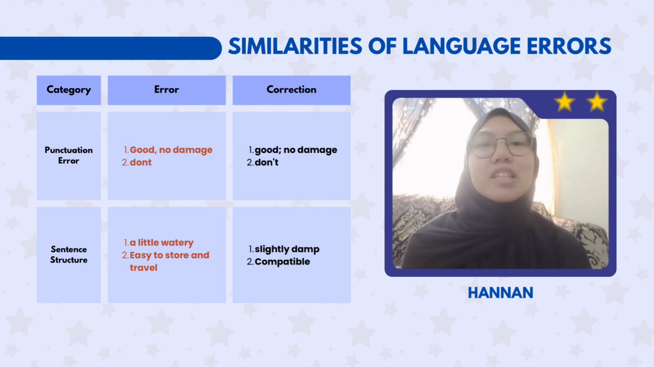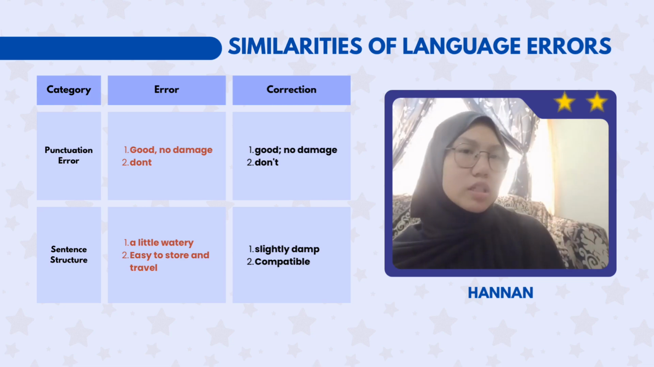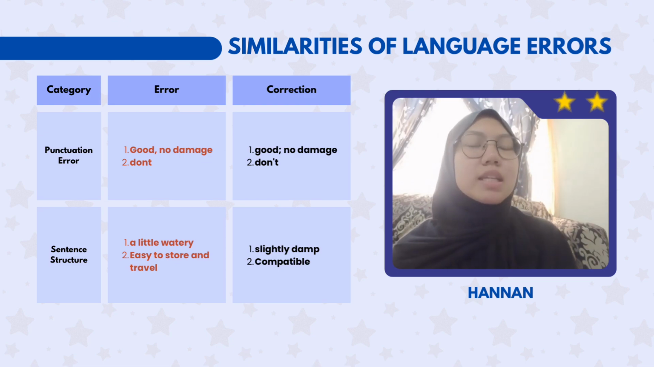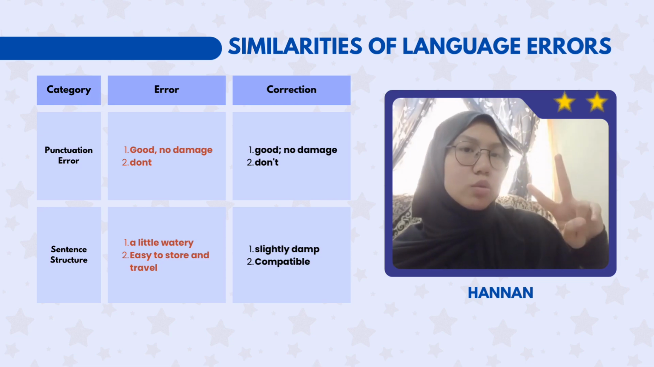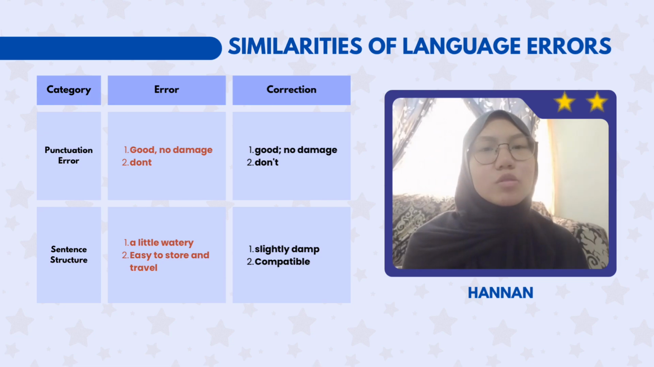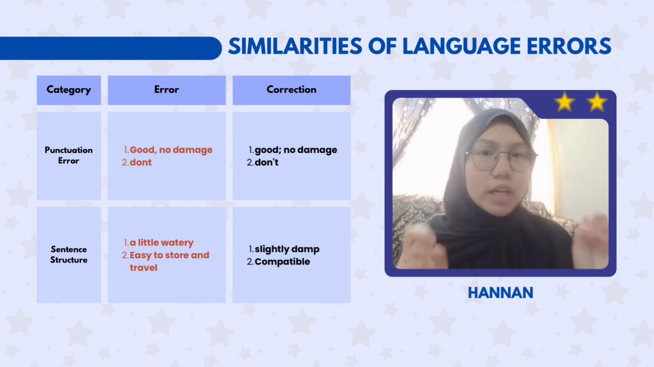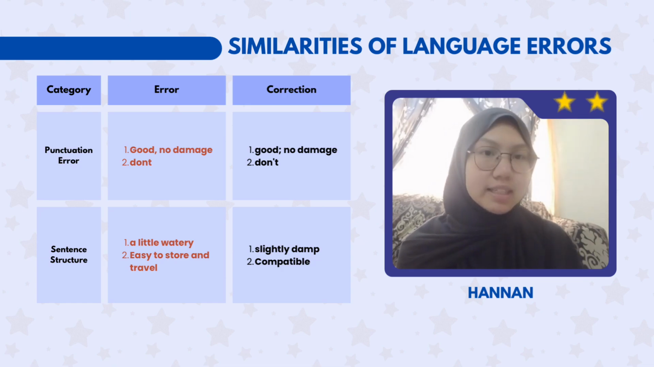Next, sentence structure errors. Sentence structure errors affect clarity. The phrase "a little watery" from product 1 is changed to "slightly damp" because it sounds clearer and more formal. From product number 2, the phrase "easy to store and travel" is incomplete, so it is edited to "compatible to" to make the meaning clearer and also grammatically correct.